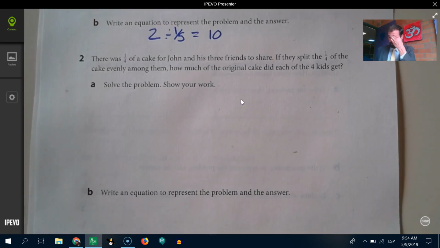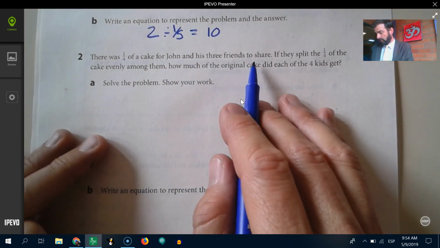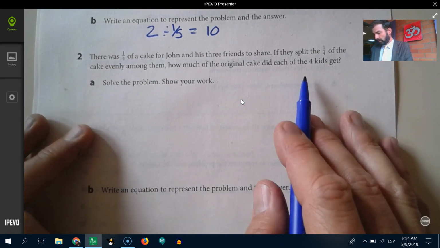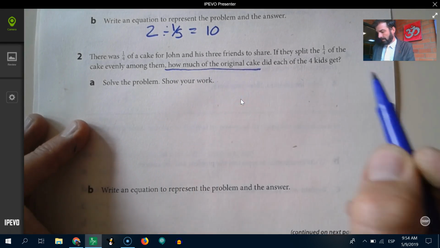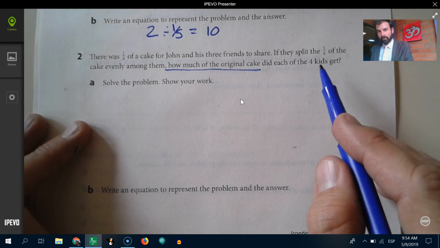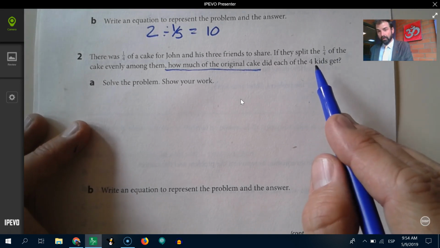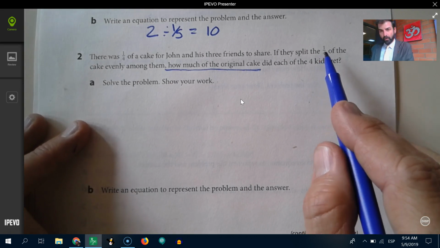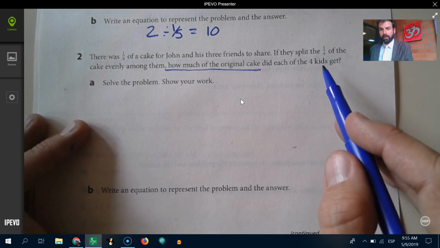All right, so there was 1/4 of a cake for John and his 3 friends to share. If they split the 1/4 of the cake evenly among them, how much of the original cake did each of the 4 kids get? This is the most important thing here. How much of the original cake? Okay, so they're getting a 1/4, right? They have a 1/4. They're splitting it into 4. Okay, they're dividing it into 4s. How much of the original, not how much of the 4th, because they're going to get a 1/4 of the 4th. Yeah? Okay, that's the most important.